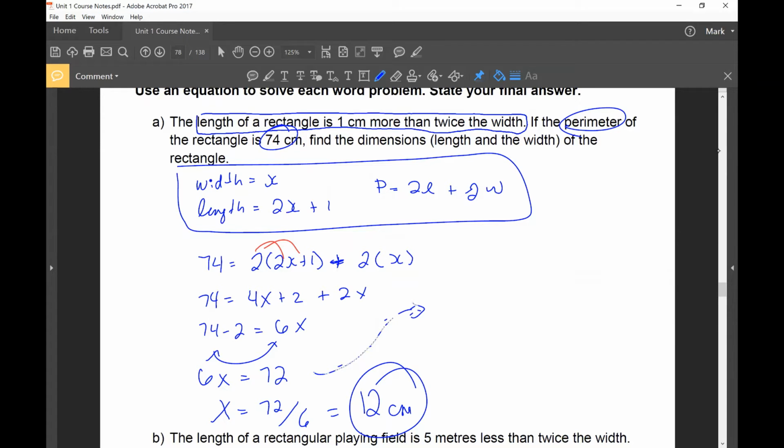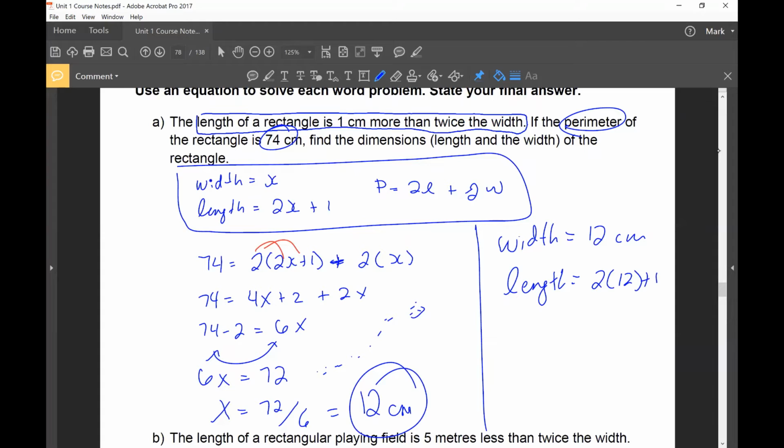Let me just erase this line here. Okay, now, what's the answer to the question? Well, I know that my width is 12 centimeters. My length is going to be 2 times 12 plus 1, so 25 centimeters. You can check your answer if you want, but I'm going to leave it like that. I assume that that's right.